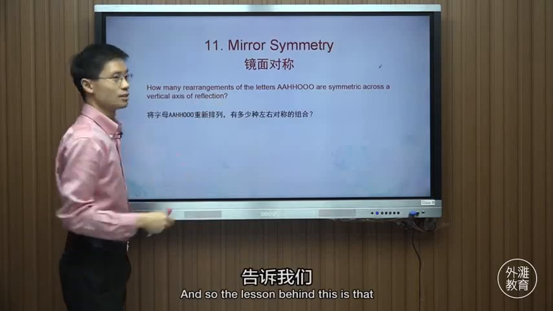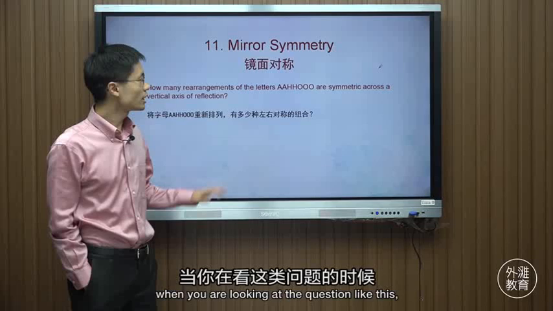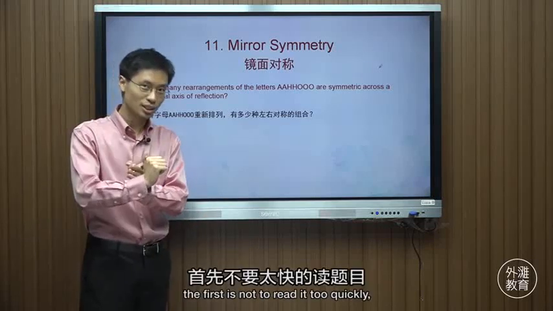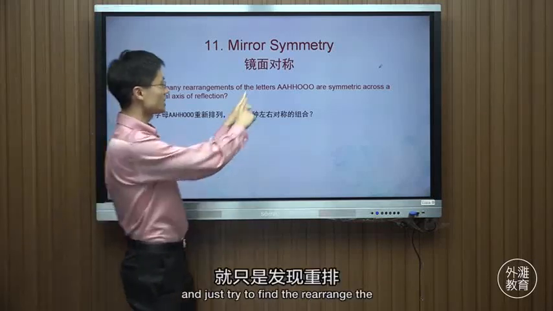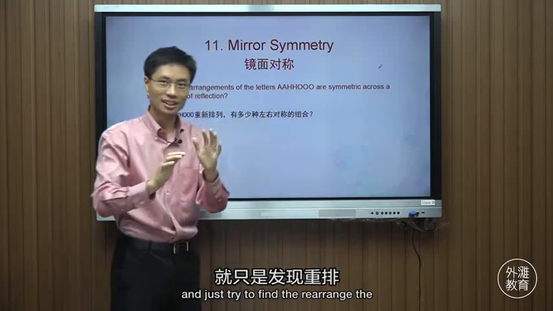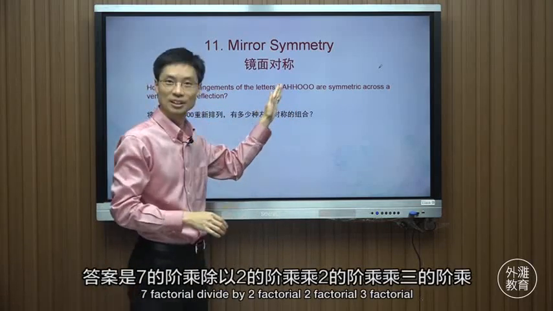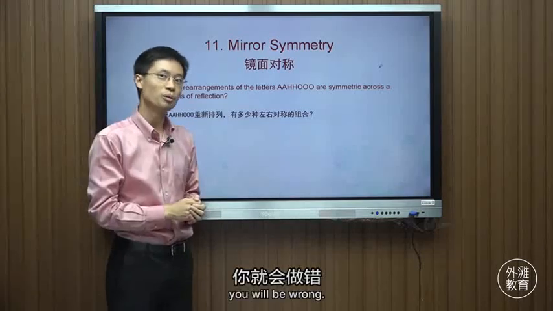And so the lesson behind this is that when you're looking at a question like this, the first thing is to not read it too quickly. If you read it too quickly and just try to find rearrangements of this with 7 factorial divided by 2 factorial, 2 factorial, 3 factorial, you'll be wrong.